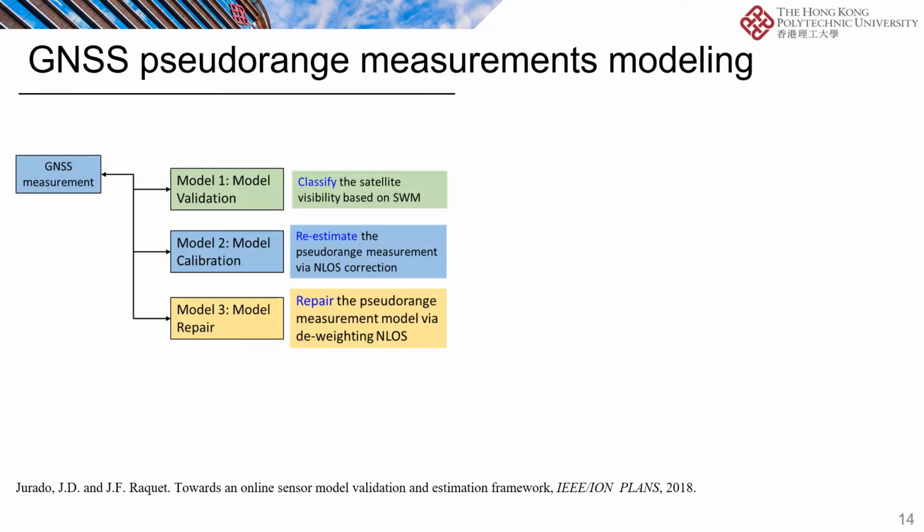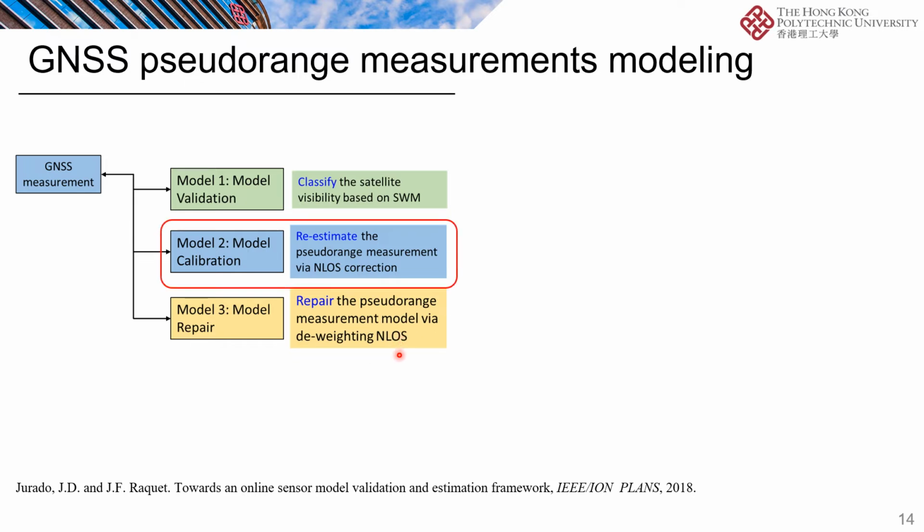After we do the NLOS detection and the reflector detection, we do the measurement modeling, the pseudorange measurement modeling. We do this based on the framework proposed by Dr. Jun, the online sensor model validation and estimation framework. The first step is model validation, corresponding to our satellite visibility classification. The second is calibration, corresponding to our NLOS correction. The third is model repair, corresponding to our pseudorange measurement deweighting.